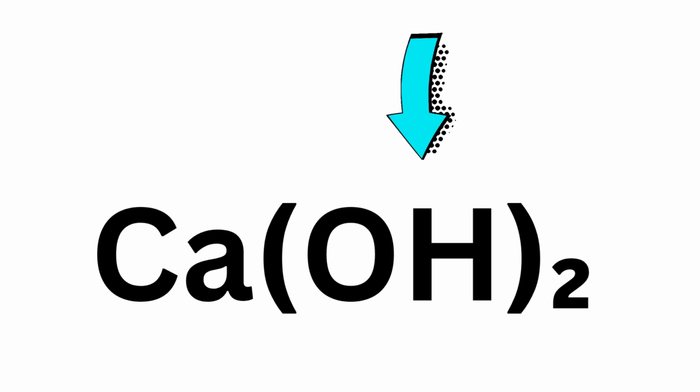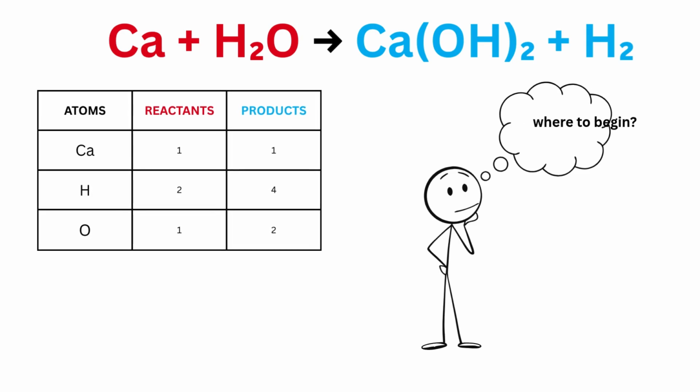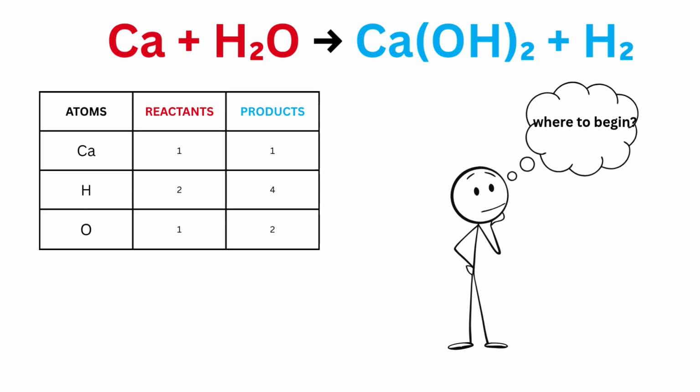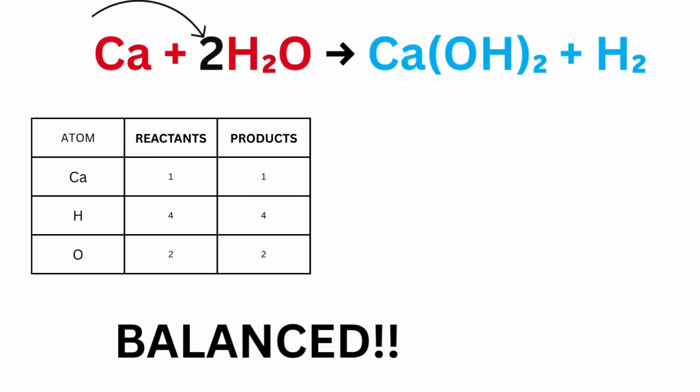This means that, in this case, we have 4 hydrogen atoms and 2 oxygen atoms on the right side of the equation, which does not balance with the 2 and 1 atoms of hydrogen and oxygen, respectively. To balance this equation, we put a coefficient of 2 on the H2O molecule on the left-hand side of the equation. This increases the hydrogen and oxygen on the left-hand side of the equation to 4 and 2 atoms, respectively, which in turn balance with the atoms on the right-hand side of the equation. Now our equation is balanced.